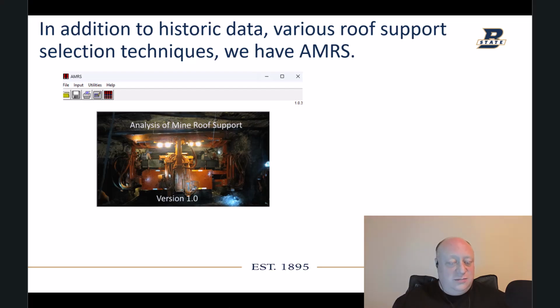But for now, for this project, I want you to know that there is a software out there that does aid in determining what would be a minimum type of roof support based on a number of input parameters that are available to us.